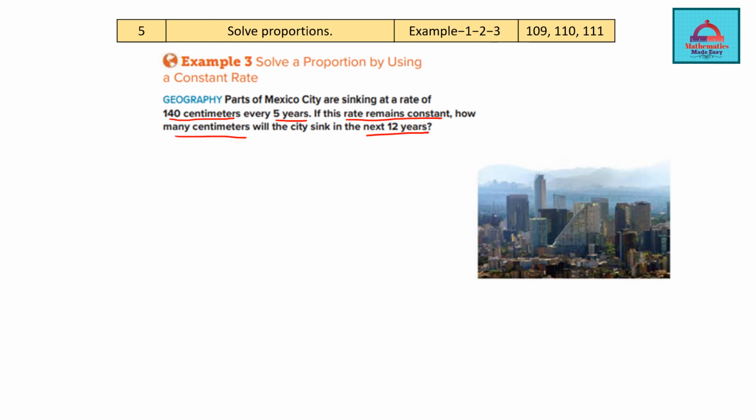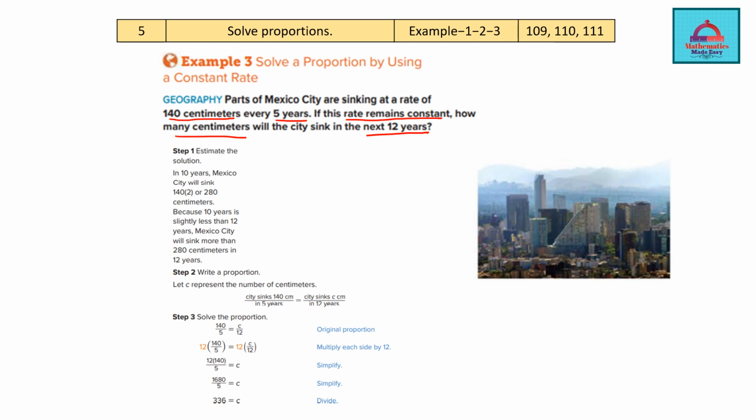Now I want you to understand that 140 centimeters, it is sinking in 5 years. So in 10 years it will sink by 2 times, that means 280 centimeters. Now because 10 years is slightly less than 12 years, Mexico City will sink more than 280 centimeters, that's for sure. Now let it sink by C number of centimeters.